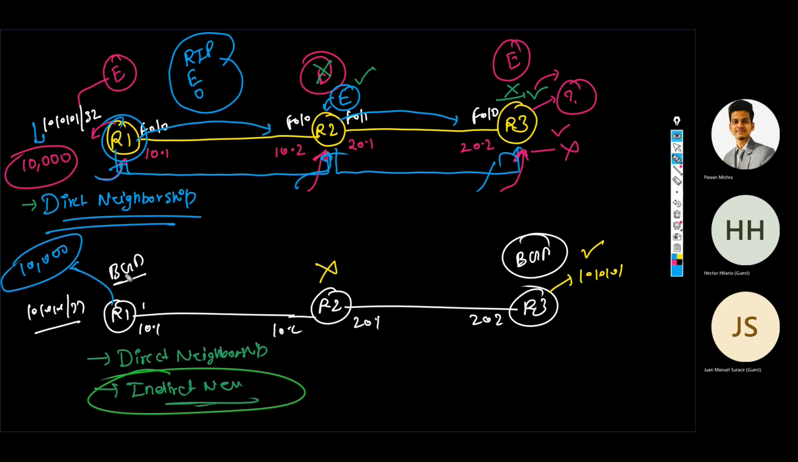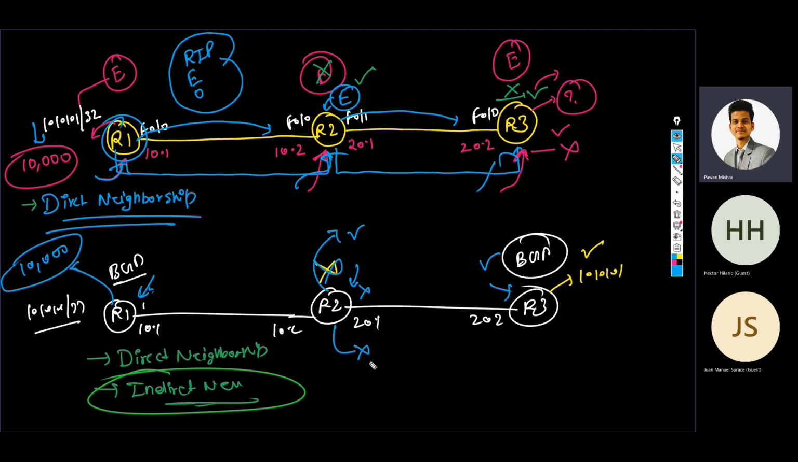But in case of BGP, those 10,000 routes will be received only on R1. R2 doesn't receive those routes, but R3 will receive those routes, because R2 doesn't need them. So why would R2 receive them? This is actually a good thing, because let's say R2 doesn't want to receive those routes.